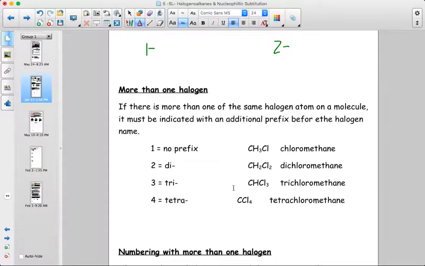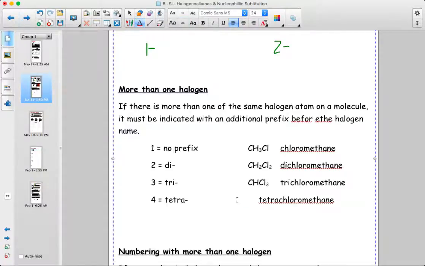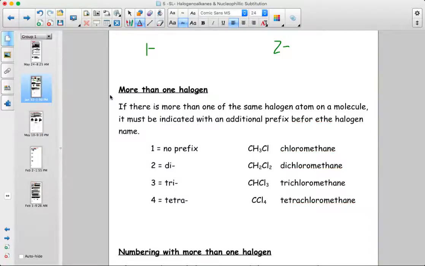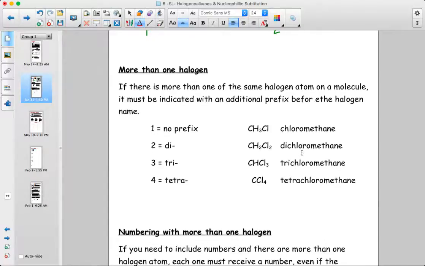So tetra, like the game Tetris, comes from the Greek for 4, and so that's where tetra comes from instead of quatra or quad or anything like that from English. So this first compound would be called chloromethane. The next one, dichloromethane, trichloromethane, and tetrachloromethane. You don't need to number them when it's a methane because obviously they are on the number 1 carbon.